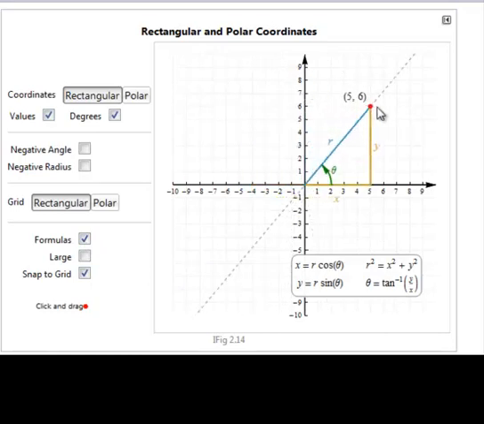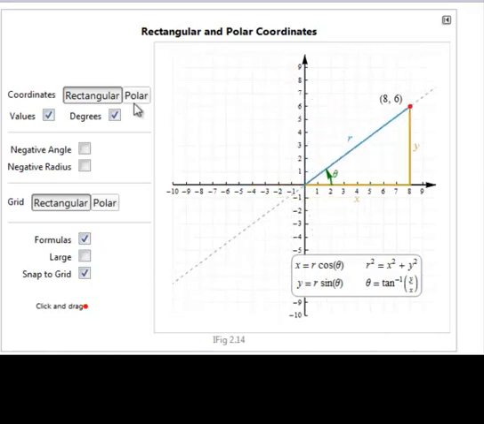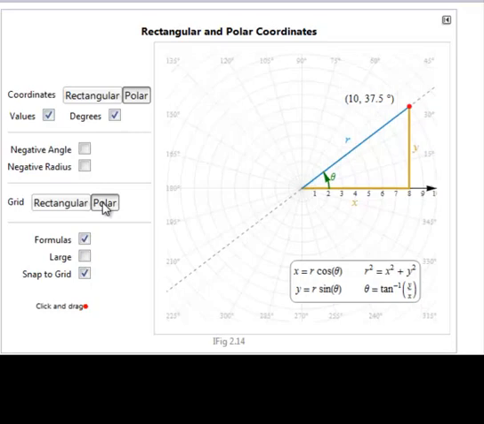The coordinates can be shown in rectangular or polar form. The graph can be shown on a rectangular grid or on a polar grid. We may choose to show the negative angle and or the negative radius on the graph.